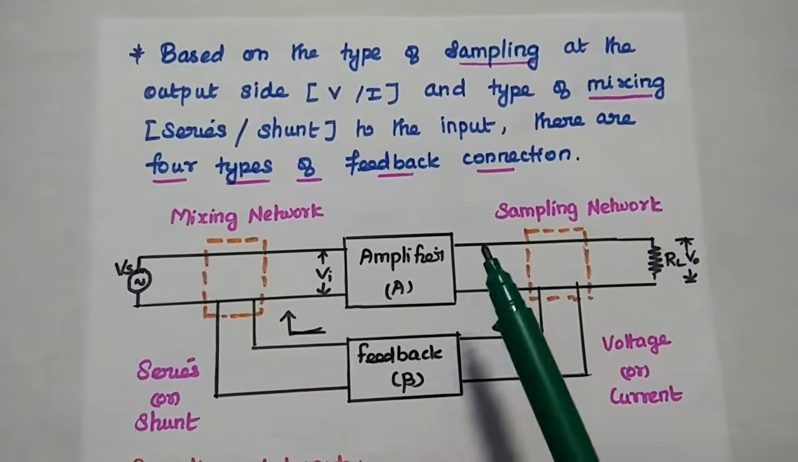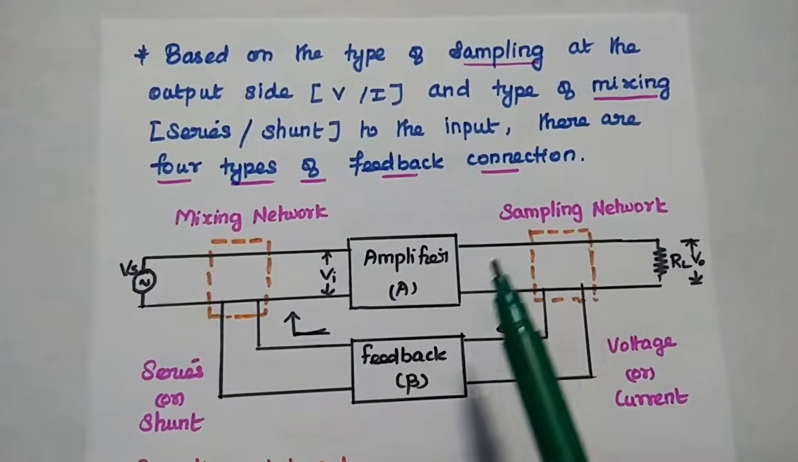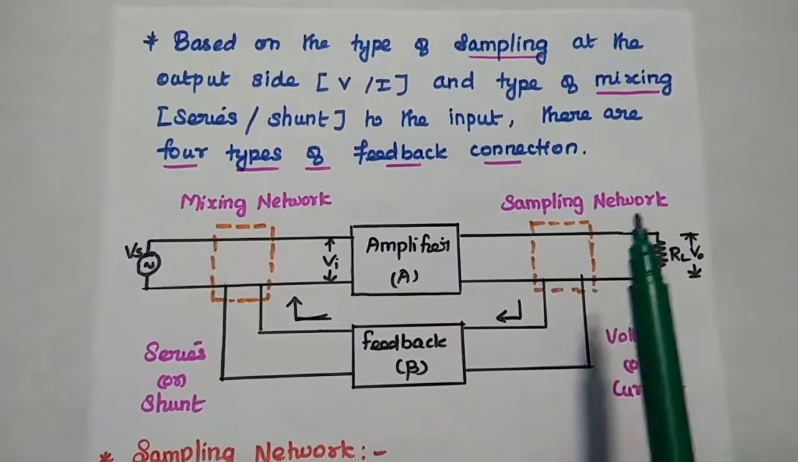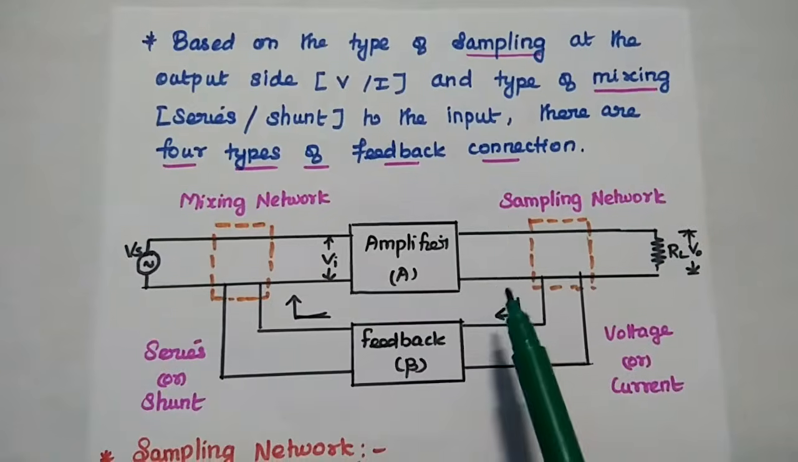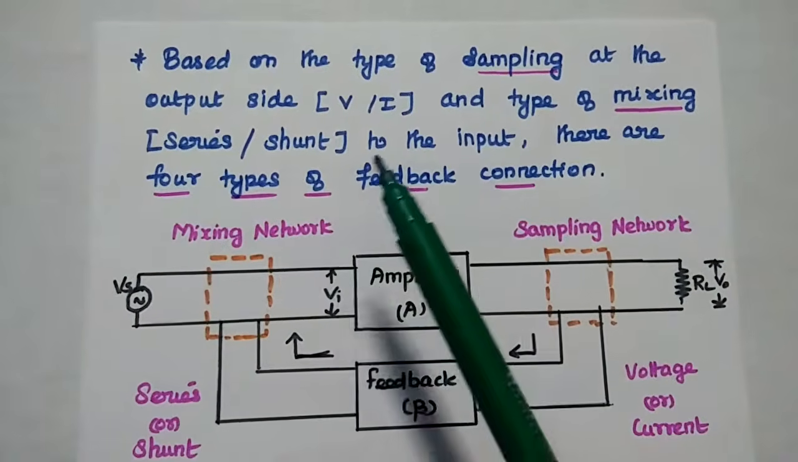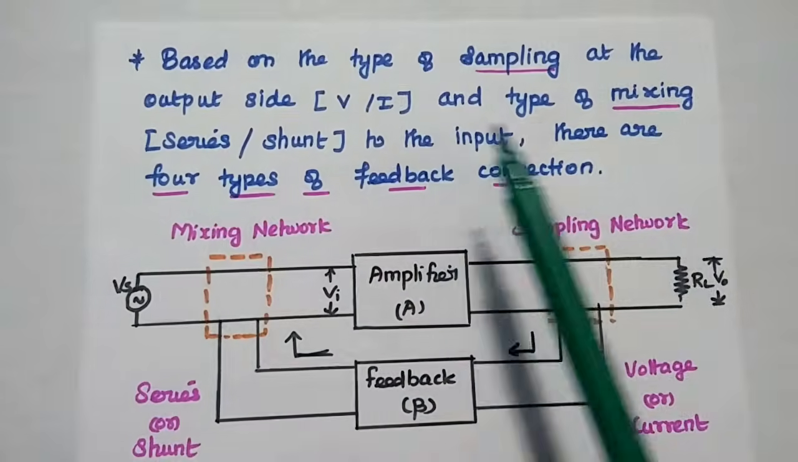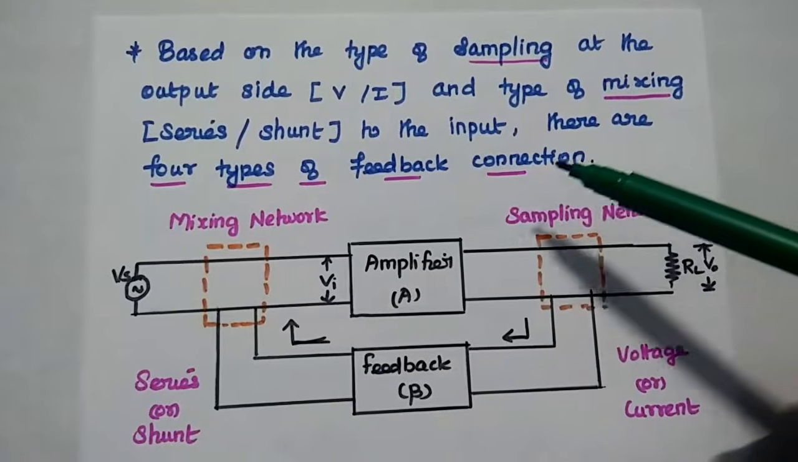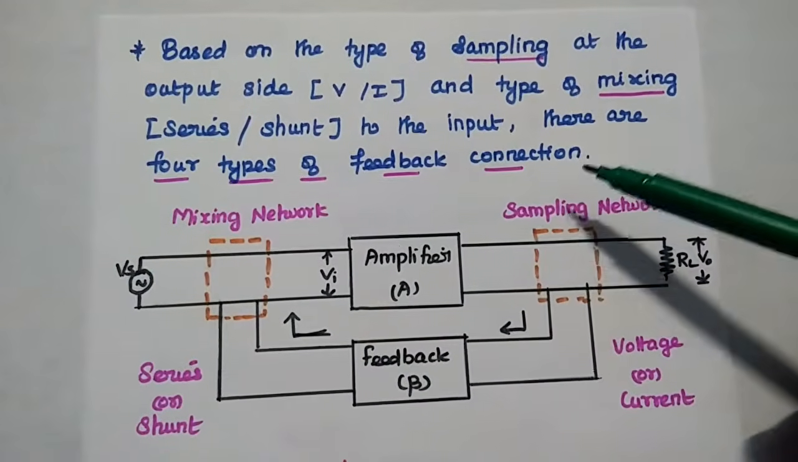Before going to discuss feedback topologies, let's discuss very important concepts called sampling type and mixing type. Based on the type of sampling at the output side, that can be either voltage or current, and type of mixing at the input side, we can classify the feedback connection into four types.